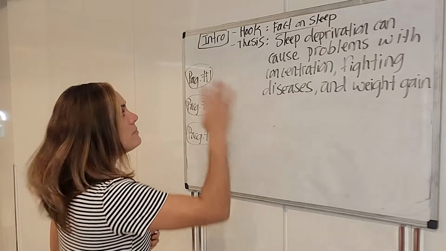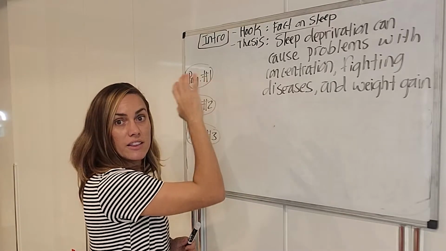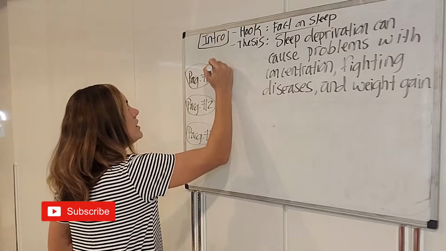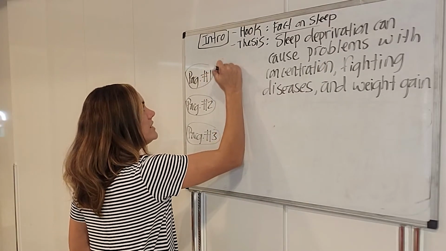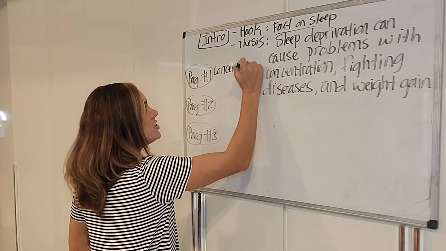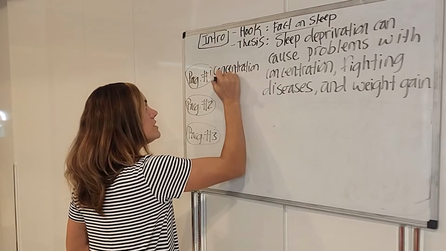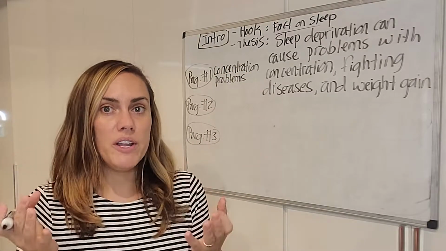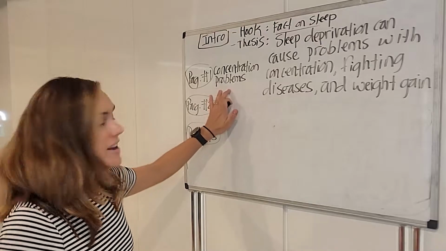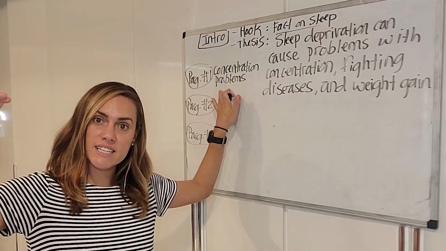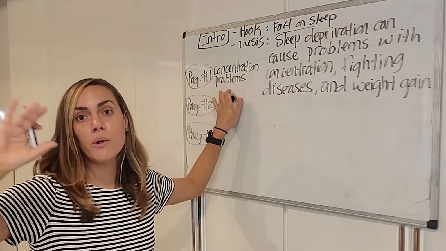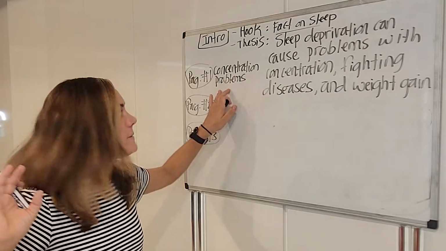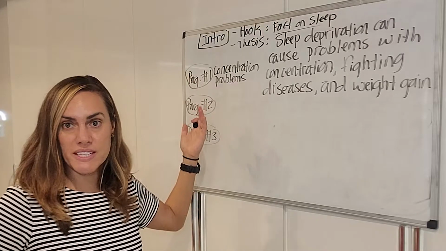So I'll do that. My first point I want to make, the negative consequence of sleep deprivation, is that you have problems with concentration, right? Concentration problems. So I'm not writing my paragraph. I'm just writing the point I'm going to make in that paragraph. And of course, in this paragraph, I'm going to have a topic sentence. I'm going to have support with examples and quotes and paraphrases probably, and maybe even a concluding sentence.